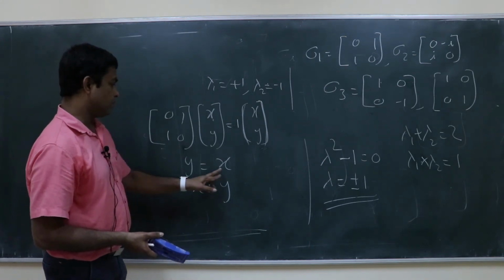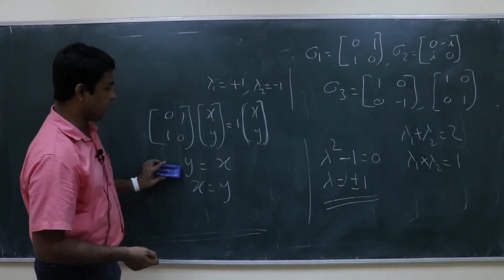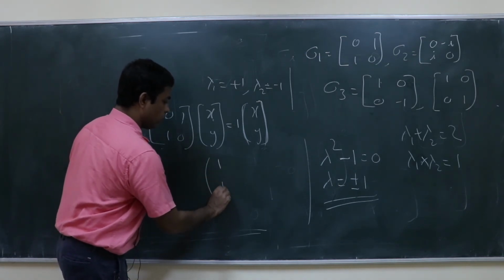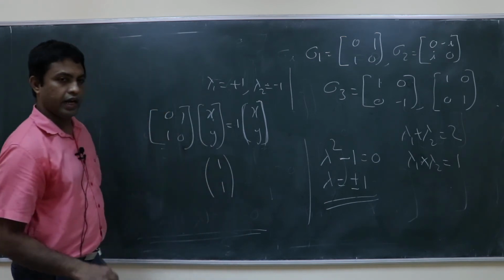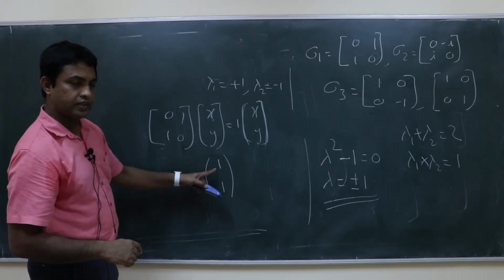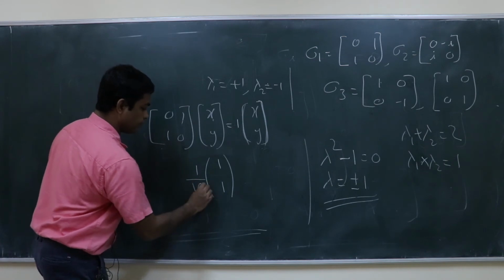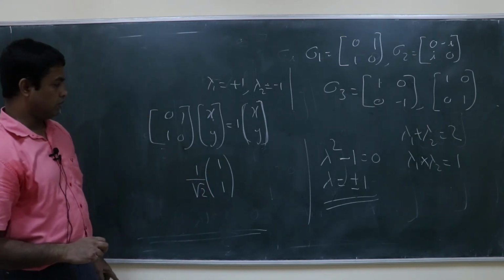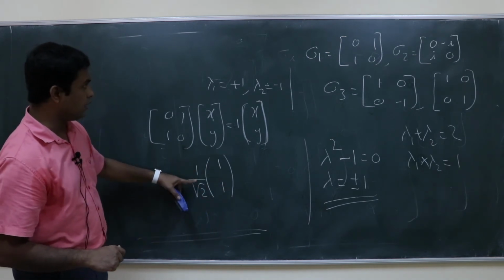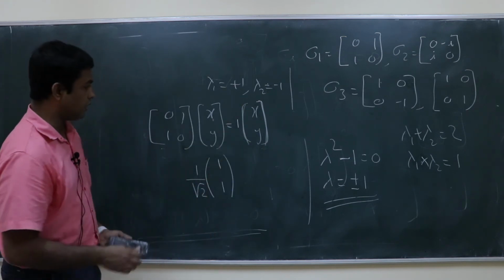So I can choose x equal to 1, so y is also 1. In this case, what I am going to get is 1, 1 as the eigenvector corresponding to lambda 1 equal to plus 1. If I normalize this eigenvector, what I am going to get? 1 by root 2 into 1, 1, right? So this is a normalized eigenvector. If I take sigma 1 into this one, I will get 1 into this one itself. That you can just verify.